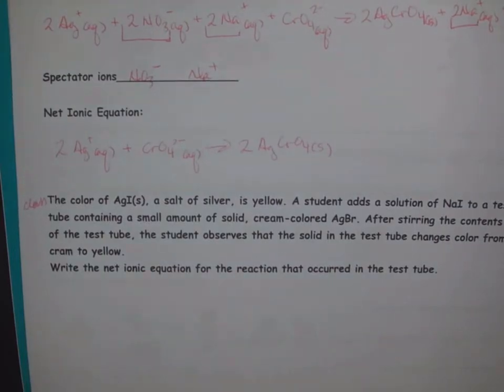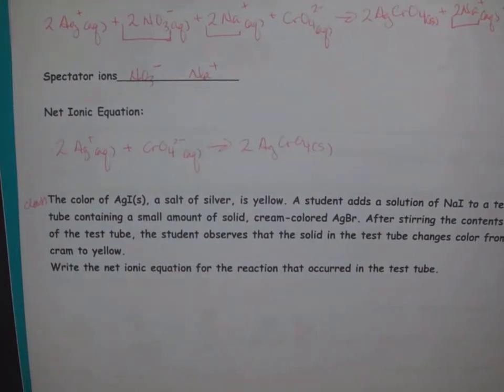Okay, let's try one more. The color of silver iodide solid, and notice this is kind of speaking to what we were talking about, that the silver and the iodine doesn't have a nitrate and doesn't have a group 1 metal, and it's listing it as a solid. This is not a perfect rule that I'm telling you, but it works quite well.